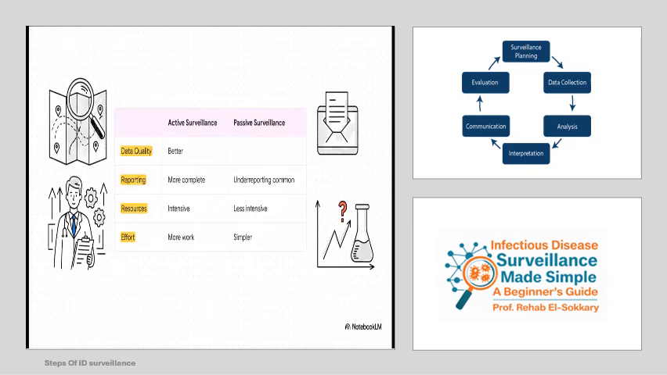Next up, you've got a strategic choice to make. Do you go with active surveillance, where you're literally hunting for cases? You'll get much better data, but it costs a lot of time and money. Or do you choose passive surveillance, where you're relying on existing reports? It's way easier, but you're pretty much guaranteed to miss some cases. The right call really just depends on your goals and your resources.